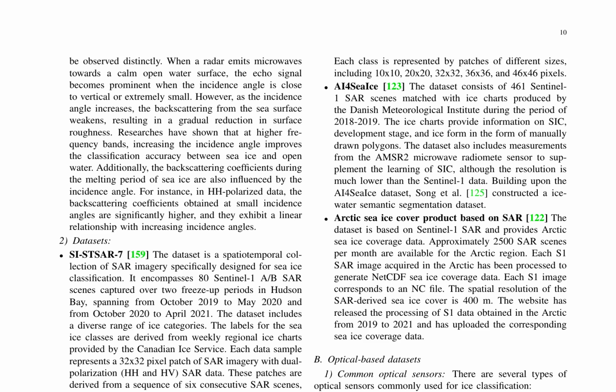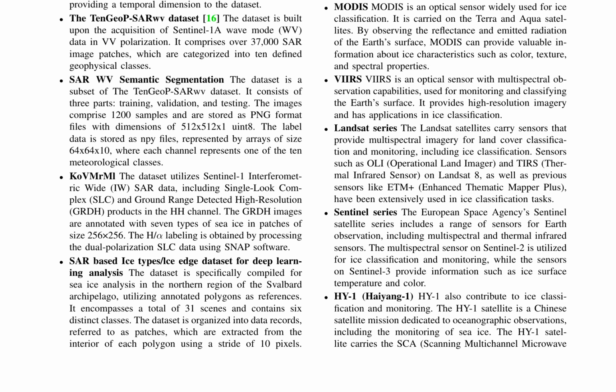Common optical sensors such as MODIS, VIIRS, Landsat series, Sentinel series, and Huang provide valuable information about ice characteristics, including color, texture, and spectral properties. These sensors are crucial for monitoring and classifying the Earth's surface, offering insights into ice dynamics and behavior. The introduced datasets exhibit diversity in terms of spatial and temporal resolutions, polarization modes, and annotation types. This diversity can facilitate the development of robust and accurate sea ice classification models.